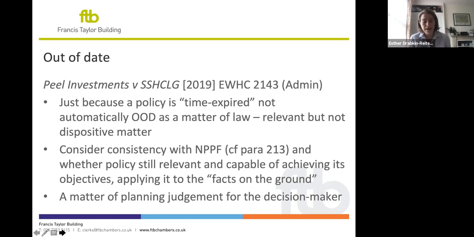So, this is always going to be a matter of planning judgment for the decision maker, but it does actually have to be considered by the decision maker and grappled with. If the policies are in a time expired plan, then the decision maker will need to consider whether they're out of date and how much weight they should be given.